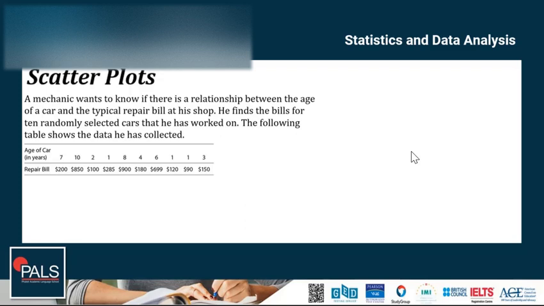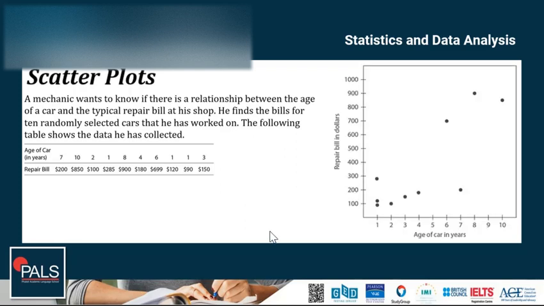Data like this can be plotted on a scatter plot, just like points in the X and Y plane. For example, one bill was $200 on a 7-year-old car. If you plot each pair of data values in a similar way, we will have a scatter plot as shown on the screen. Now, when analyzing a scatter plot, look at the overall pattern.